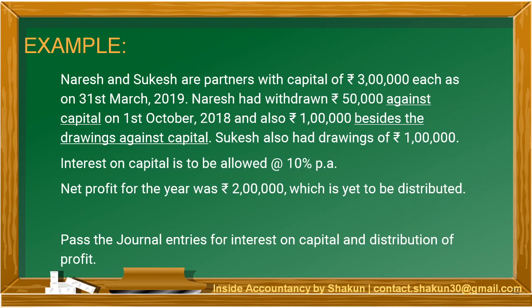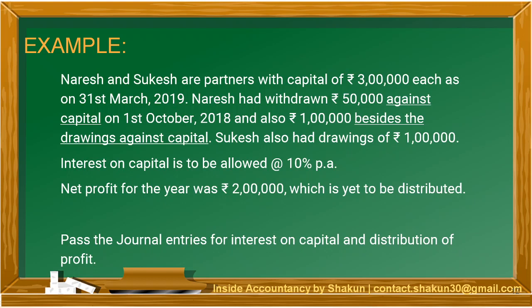Naresh and Sukesh are partners with capital of 3 lakh each as on 31st March 2019. I would like to draw your attention to 31st March 2019. Since this is the end of the year, that means the closing capital has been given to you in the question. Naresh had withdrawn 50,000 against capital. Against capital means that these are drawings out of capital. He withdrew the capital on 1st October 2018.